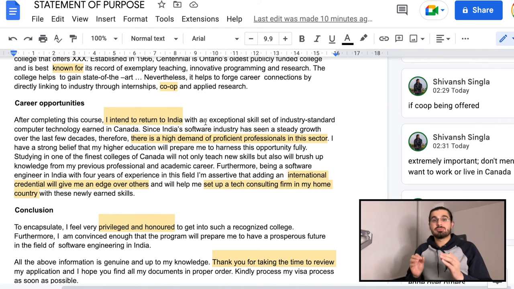And this is because the focus of this SOP and just your intention to study in Canada should just be that you want to gain that international experience, you want to study in a world-class college or a university, and just improve your skill set and become an even better professional.